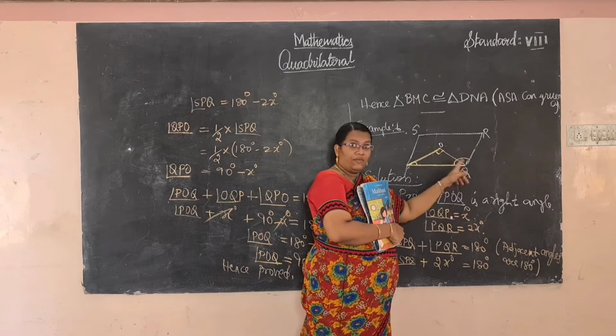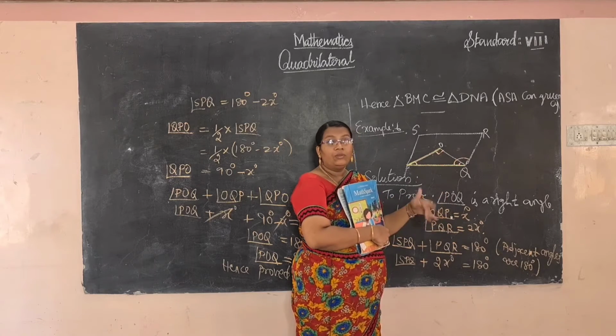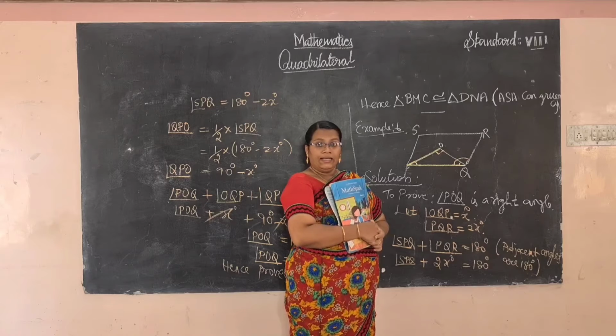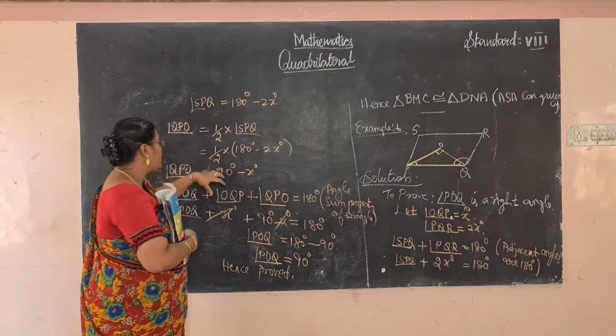The triangle's angle value we have to find. The angle value we have to prove is 90 degrees, that is a right angle. Okay, so we have to do these procedures.